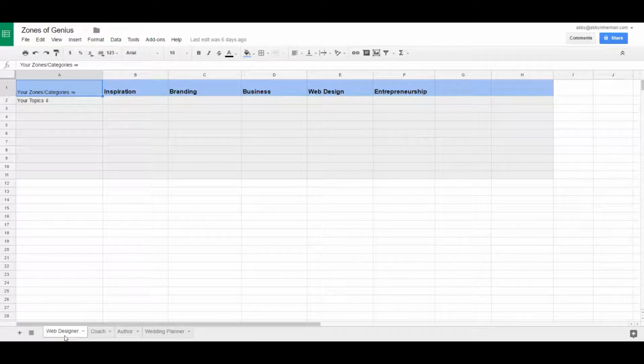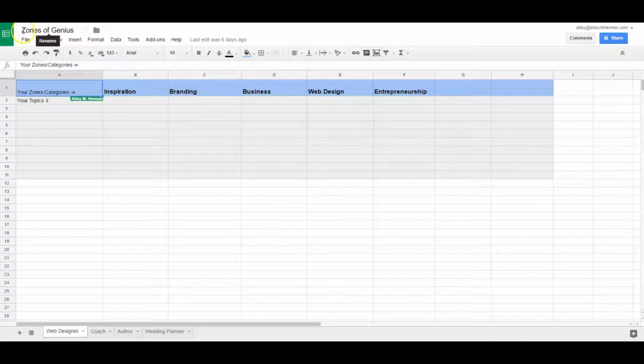Now, I will say that I typically work with service-based businesses. If you are a product-based business, you can use this as your way of coming up with your own zones as well. So this will work across both service and product-based businesses, so don't let that deter you. I'm just using the examples of the types of clients that I typically work with.